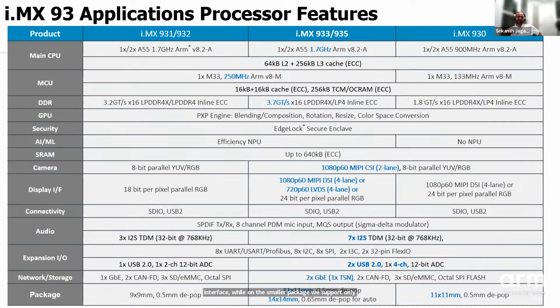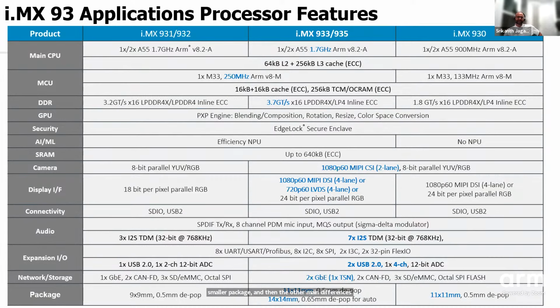Similarly, on the display front, we have MIPI DSI and LVDS supported on the bigger packages, while parallel display is the only interface supported on the smaller package. And then the other main differences here are the USB.